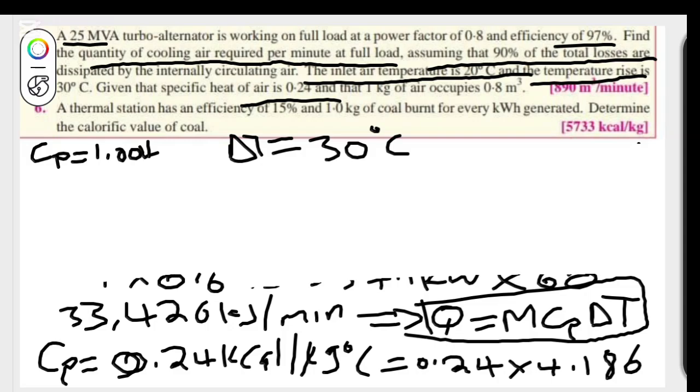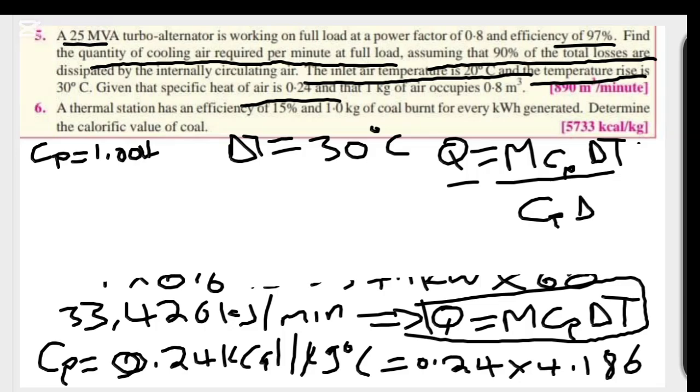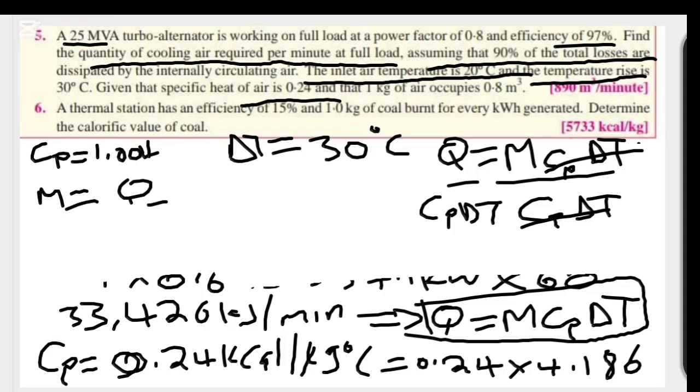So the next thing is that I'm going to say Q is the same thing as mCp delta T. I have to divide both sides by Cp delta T. This will go with this. At the end, the m should now become Q divided by the Cp delta T.